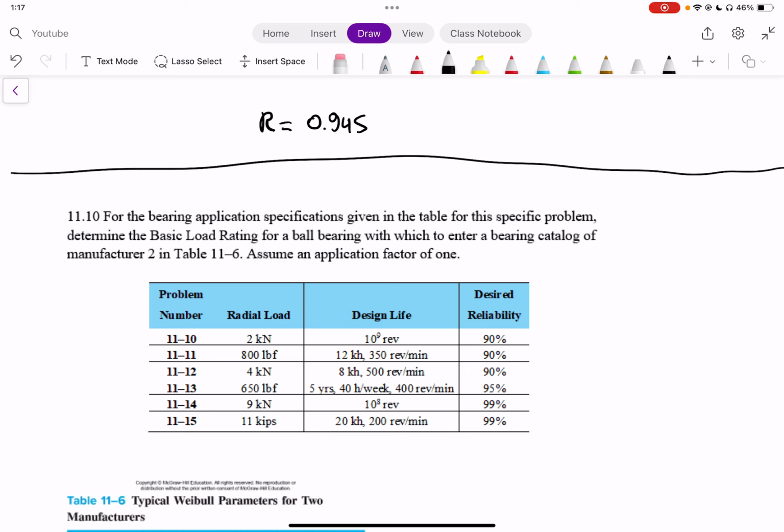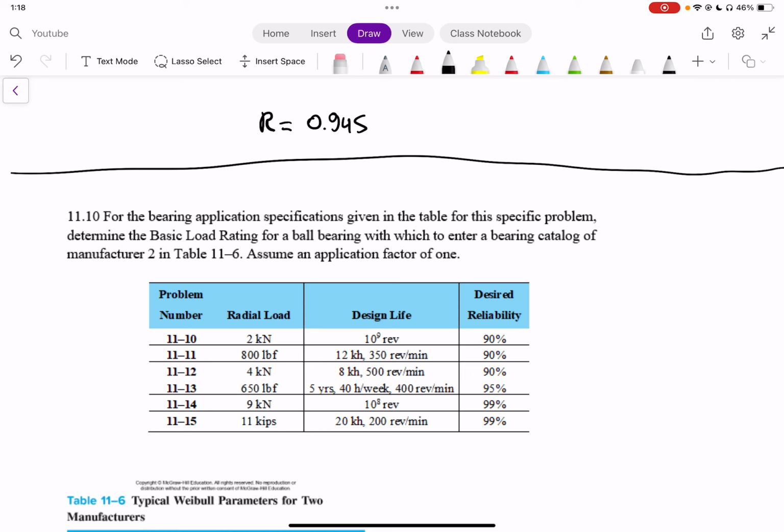And what you can do is you can go through and actually solve this problem for every single problem. So you see there's 11-10, 11-11, 11-12, 11-13, 11-14, and 15. You can try and go ahead and solve this for every problem. Now, I'll just do the first one just so that you can see what's happening.